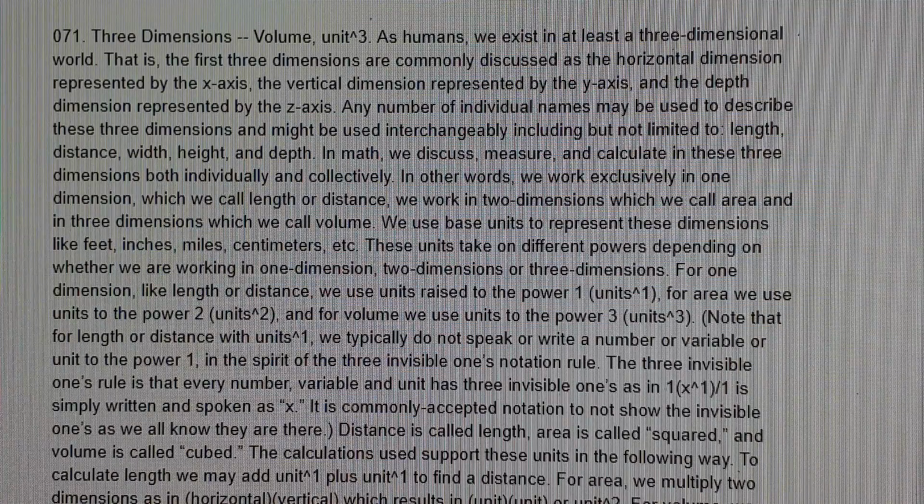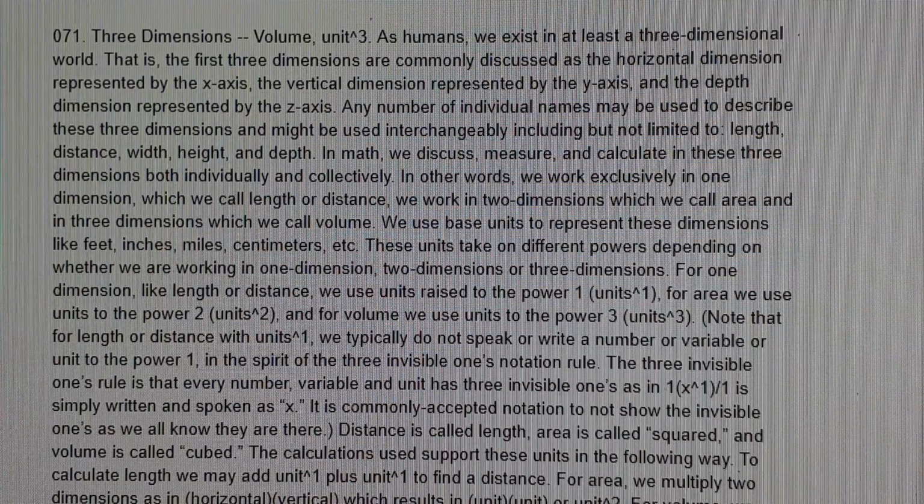For area, we multiply two dimensions, as in horizontal times vertical, which results in unit times unit, or unit squared. For volume, we multiply three dimensions, as in horizontal times vertical times depth, or unit times unit times unit, or unit caret 3. Three dimensions is horizontal times vertical times depth, or unit times unit times unit, or unit caret 3, or cubic units.